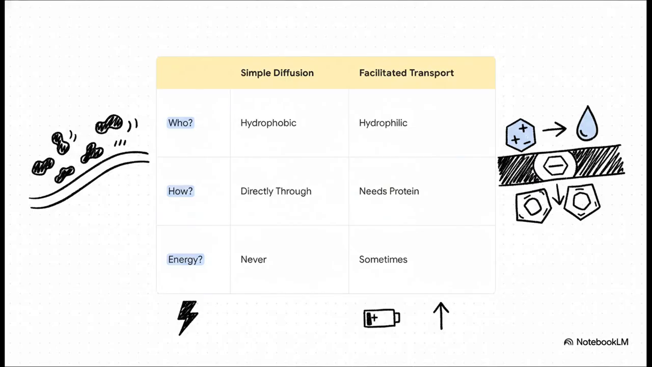So, how does stuff actually get across this border? Well, small hydrophobic things like some hormones, they can sneak right through, no problem. But anything that likes water, ions, sugars, no way. They get stopped at the door. They need a protein escort to get them across, which we call facilitated transport. And sometimes that takes energy, and sometimes it doesn't.